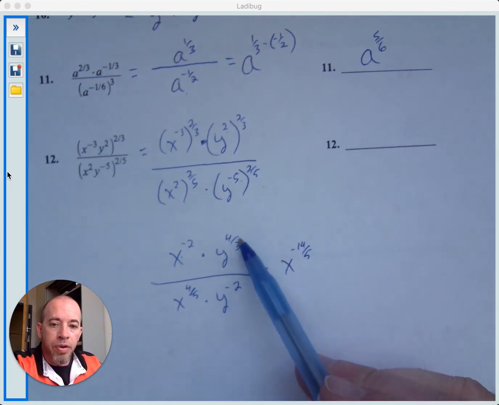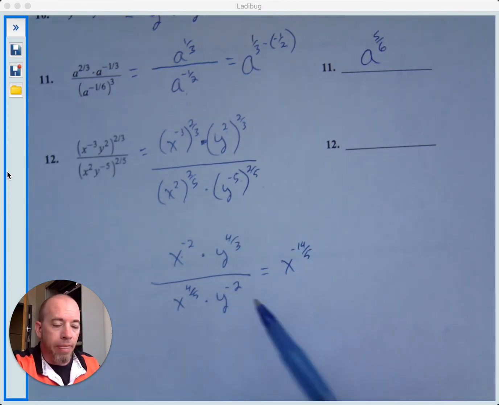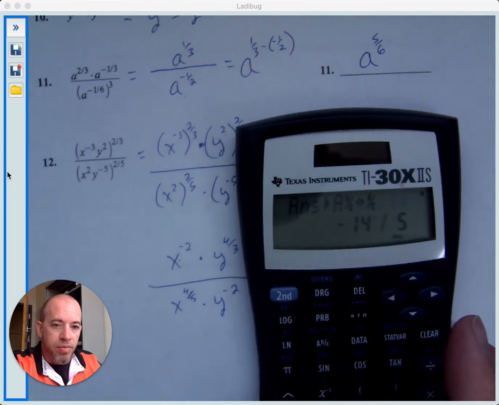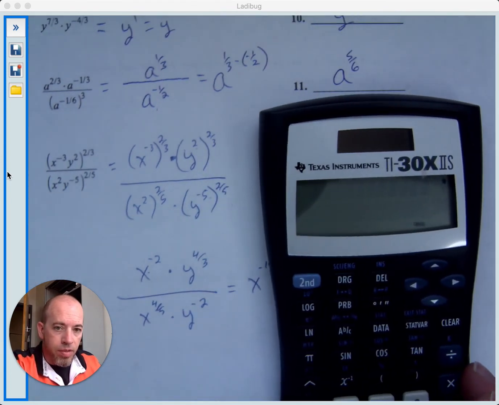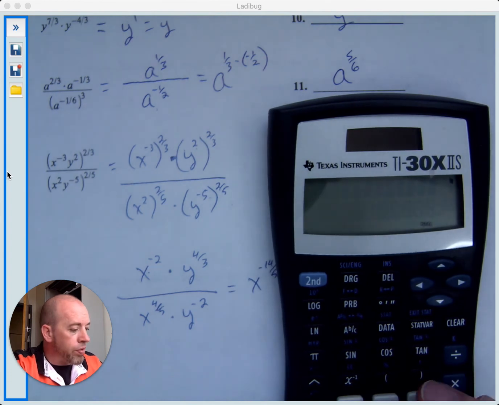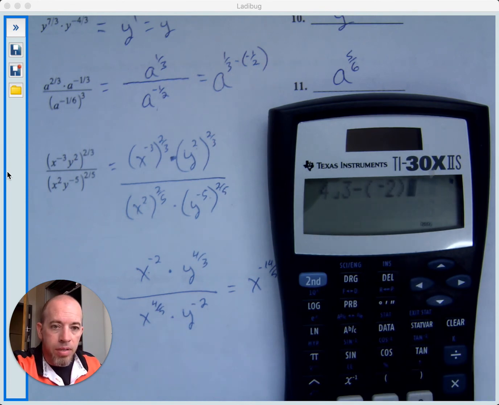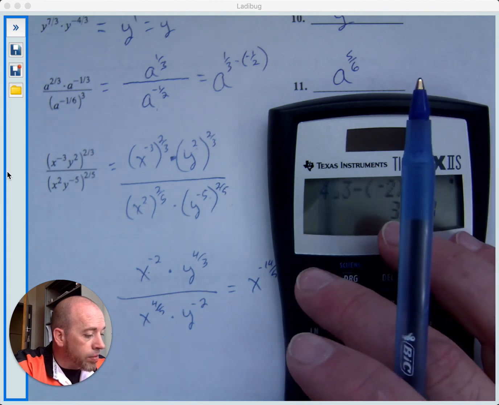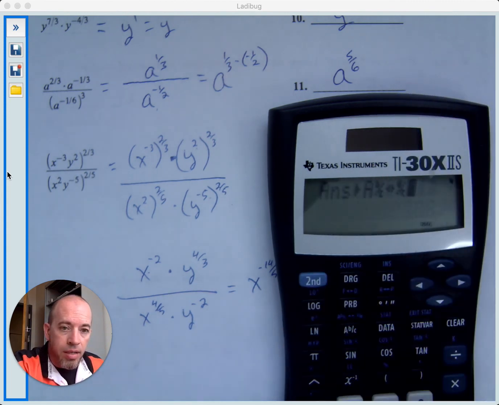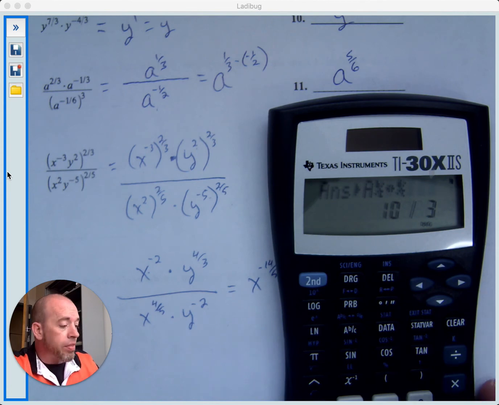Here we have 4/3 minus a negative 2. So let's do that. See what that is. 4/3 minus a negative 2. Let's see what that is. That's 3 1/3. I don't like the mixed number, so I'm going to hit second ABC and equals. That's 10/3. So we have y to the 10/3.